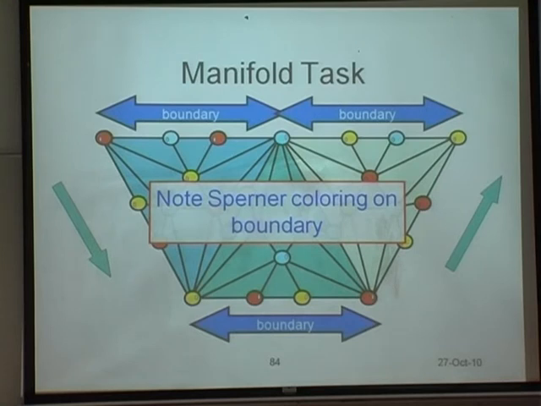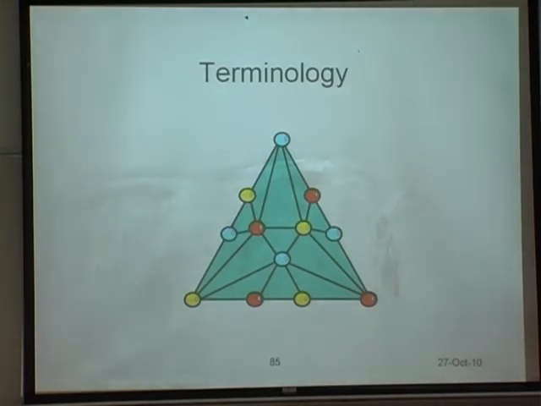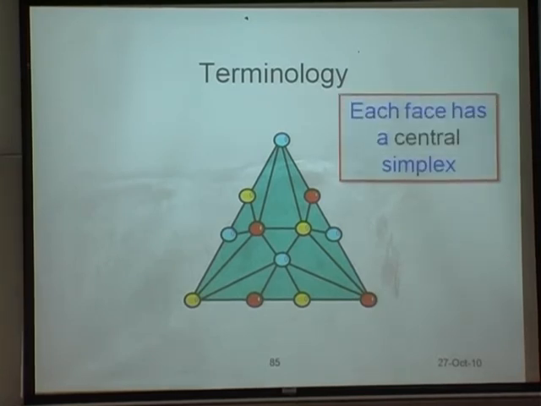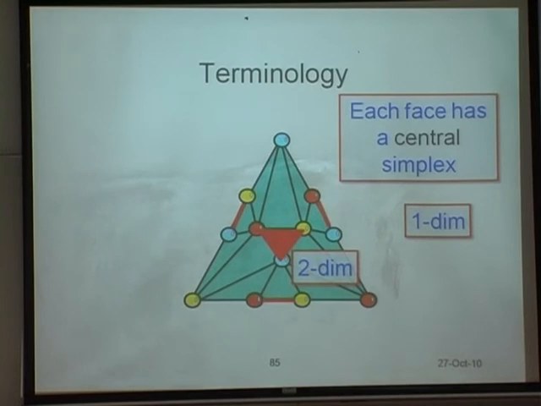So this is a manifold, and a manifold with boundary, and I've given you a Schwerner coloring with the process IDs. So in order to go further, we need to navigate around these things a little bit, so I'll define some more terminology. So each face of this subdivision has a central simplex. So the one-dimensional central simplexes are these 3 things here. And 2-dimensional is this one here, and you can imagine how it goes in higher dimensions.